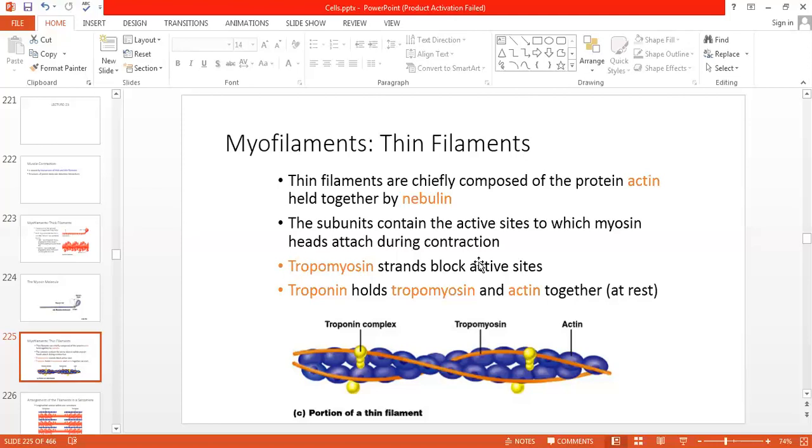Tropomyosin strands block the active sites. Troponin holds tropomyosin and actin together at rest. Now you have to see the figure. The troponin complex is there, tropomyosin is there, actin is there, and everything has a different role. Troponin holds the tropomyosin, and the actin is held by the nebulin.